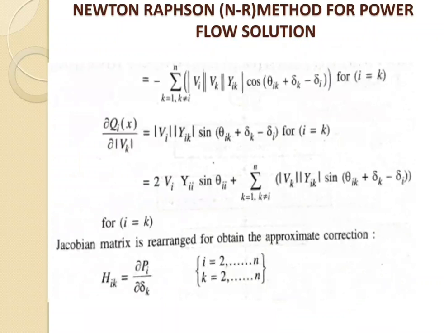That is also written as 2 Vi Yii sin theta_ii plus summation of k is equal to 1 to n, k is not equal to i, Vk Yik sin(theta_ik + delta_k - delta_i), for i is equal to k. This is the equation that we already have for the static load flow equation. In this equation we will apply some changes, so we will get the equation.